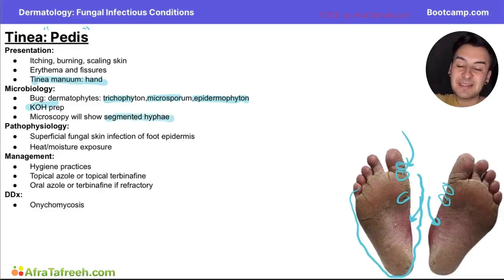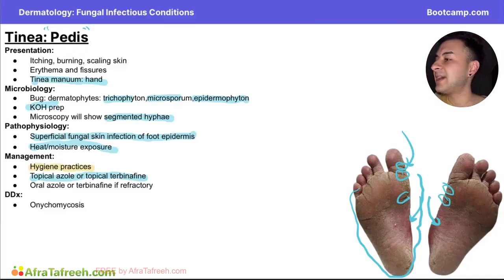So the pathophys is pretty similar to before. It's just a superficial fungal skin infection, this time on the foot epidermis. It's caused by hot and moist environments, just like our other ones. And fun fact, I have had this. I used to swim a lot and play water polo. I was always in hot and moist showers and locker rooms, and I got this disease process. I was treated with topical azoles and topical terbinafine. However, I did not have good hygiene in high school, and this came back because I was always on the pool deck. So, number one thing to mention, hygiene practices. That's always going to be your number one choice here. So, don't miss that on test day.